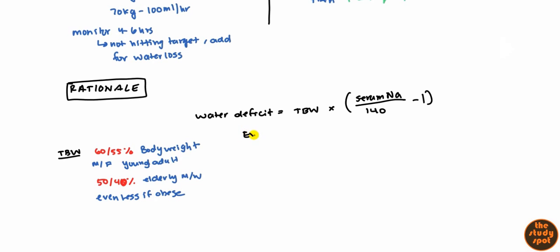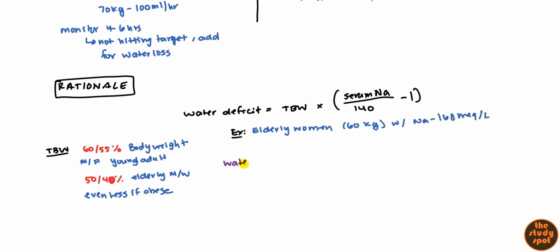For example, if you have an elderly woman who's 60 kilograms and she has a sodium level of 168 milliequivalents per liter, to calculate the water deficit, you first figure out the total body water by multiplying the 40% times 60, and then you take the 168 divided by 140 and subtract 1. And so what you're going to figure is 4.8 liters. So this patient is missing a total of 4.8 liters of water, and you need to give them that much water to bring the sodium concentration back to normal.